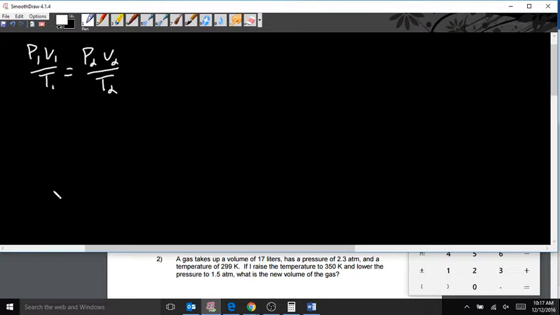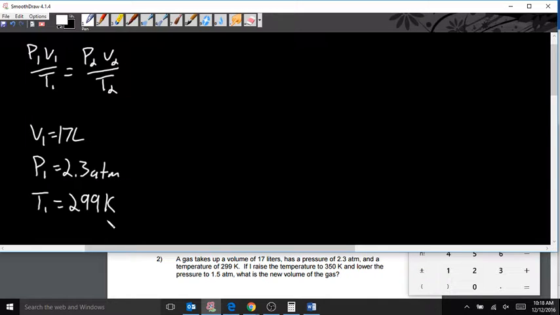So this question is: a gas takes up a volume of 17 liters. V1, 17 liters, has a pressure of 2.3 atmospheres, and a temperature of 299 Kelvin. If I raise the temperature to 350 Kelvin, and lower the pressure to 1.5 atmospheres, what is the new volume?